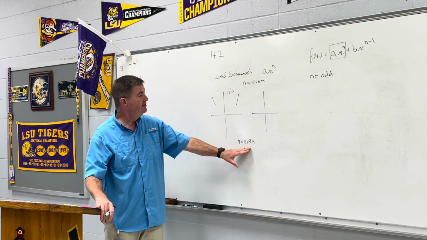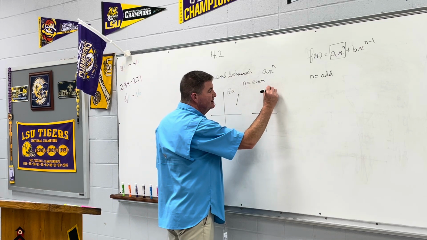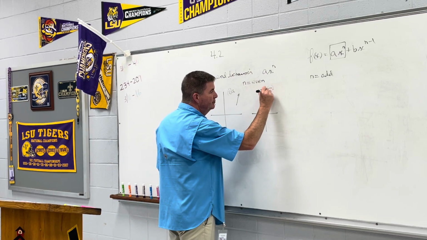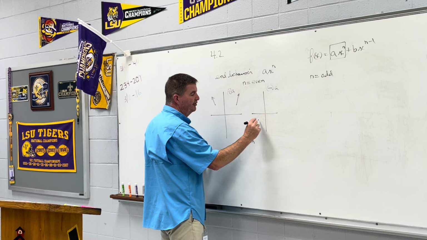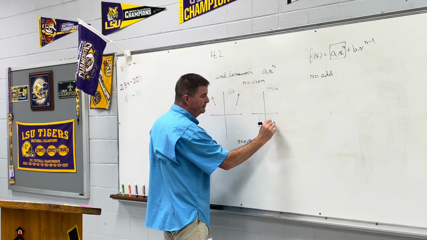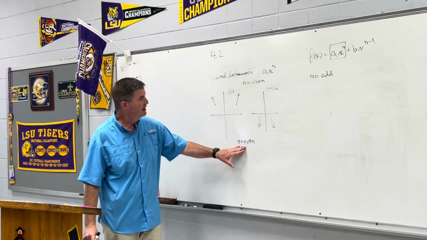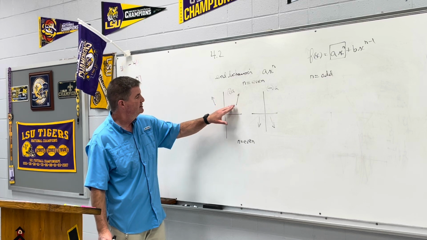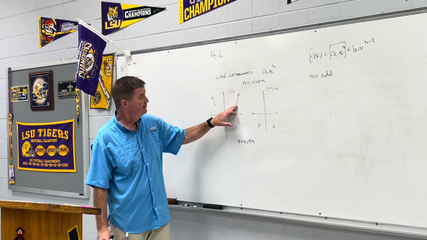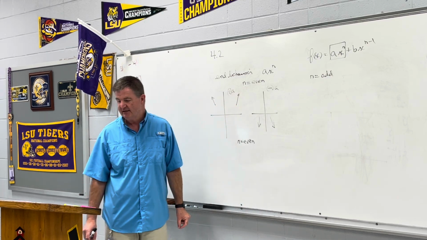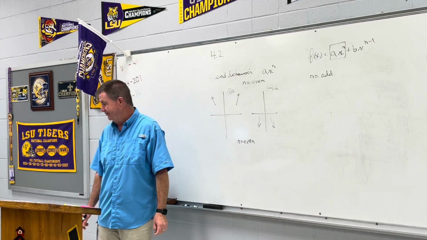If n is even and a is negative, then both ends face down. But if we have an even exponent, both ends face the same way, whether both are facing up, or both are facing down.